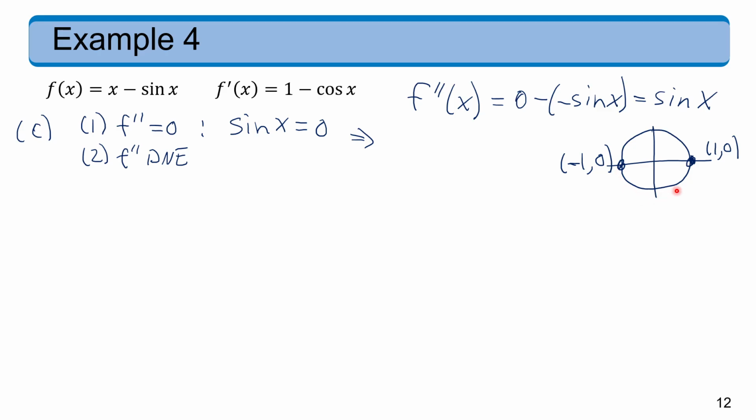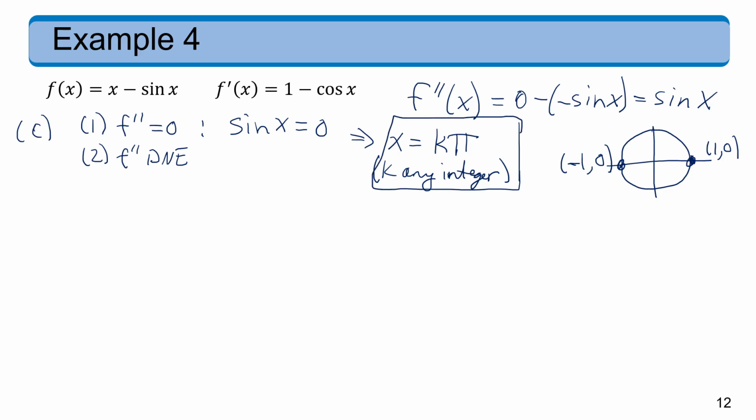And then if you keep going, you get 2 pi. Continue on, 3 pi, 4 pi, 5 pi. You can also do that in the negative direction. So notice we're getting all multiples of pi, so any integer k times pi. So an infinite number of critical, not critical, but analogous to critical numbers.